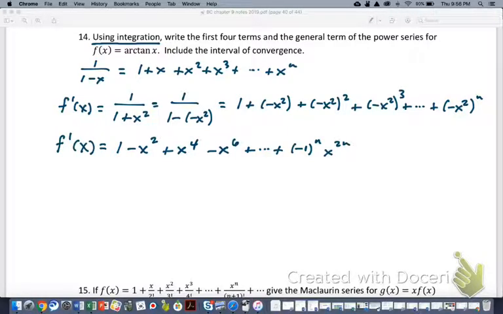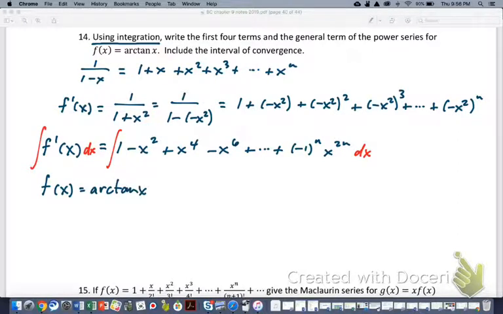Okay, so let's remember that the first two words in the whole question said that we need to be thinking about using integration. I think this is where that comes into play. So what I'm going to do is find an antiderivative of both sides. That'll be the integral of the left side and the integral of the right side, keeping that in balance. Over here I get f of x, and that of course is equal to arctangent of x, as noted up here.